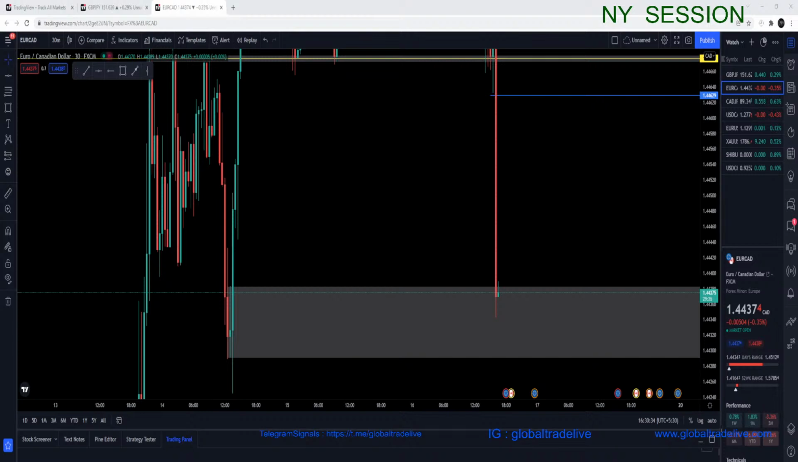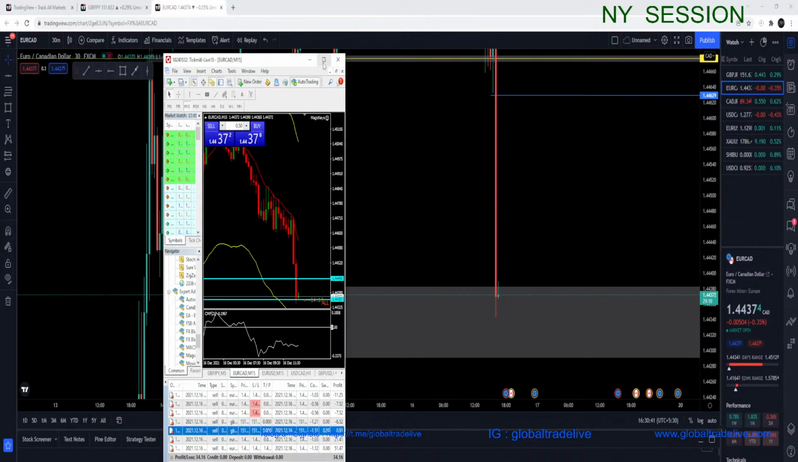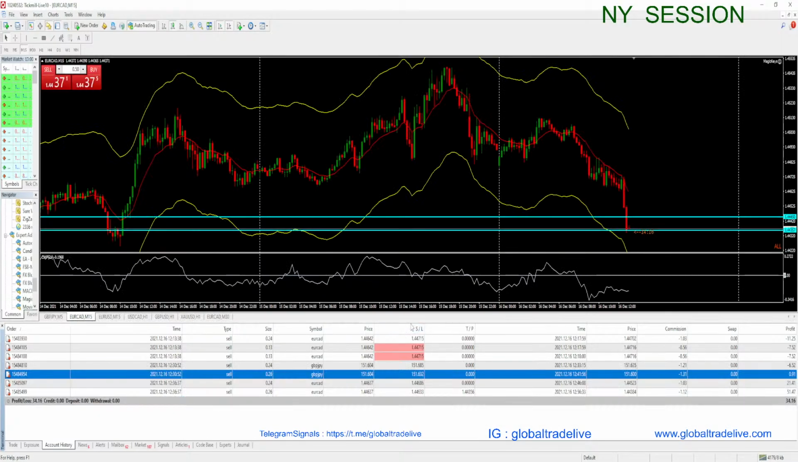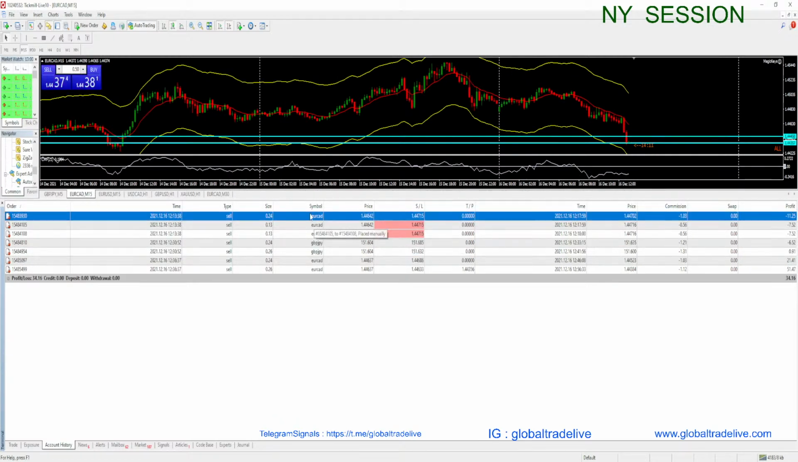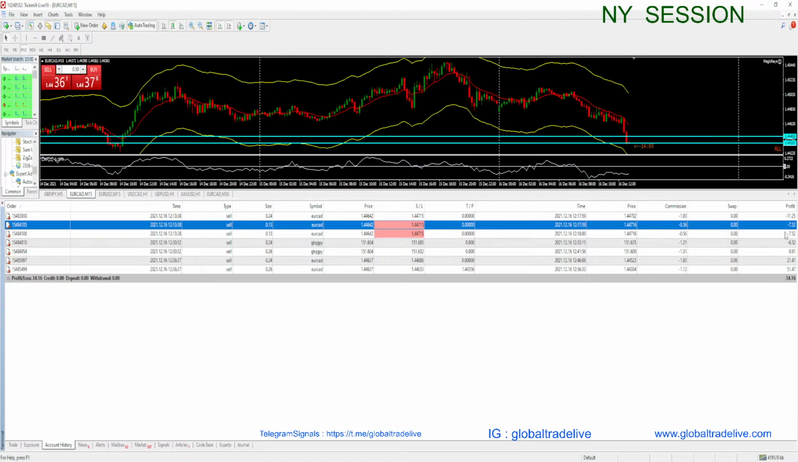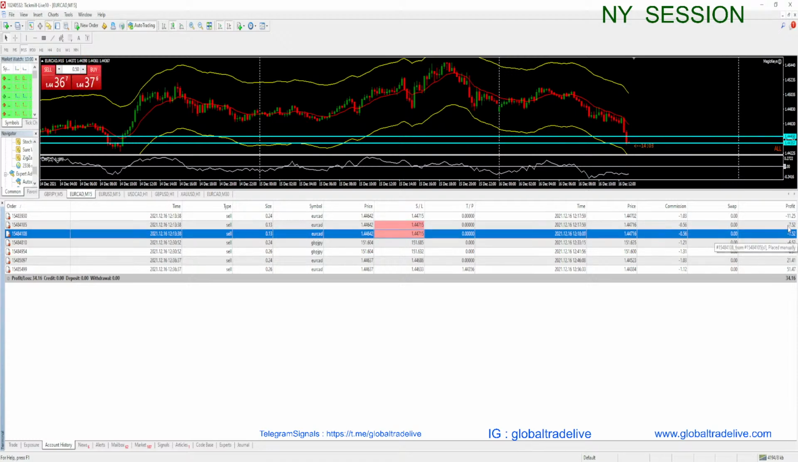So I'm gonna show everybody trades today. Look, took first trade over here, closed. My losses were really small. Look, 5 pips, 5 pips, and then 5 pips. So total loss around 5 pips in this trade.